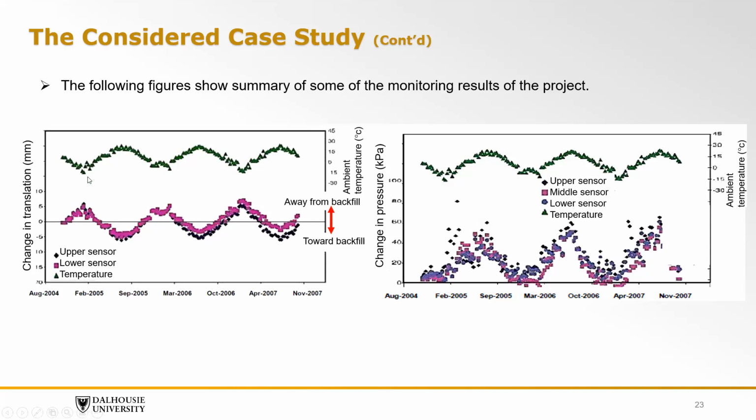And here, this is the variation of the temperature. As we see, the temperature varies from near 30 degrees or maybe 31 degrees in the summertime to a typical Canadian winter of huge negative values. Okay? So the changes in the pressures as well, we have here for the different sensors.